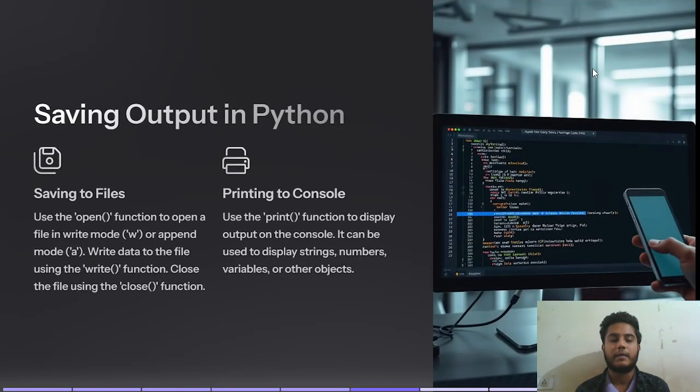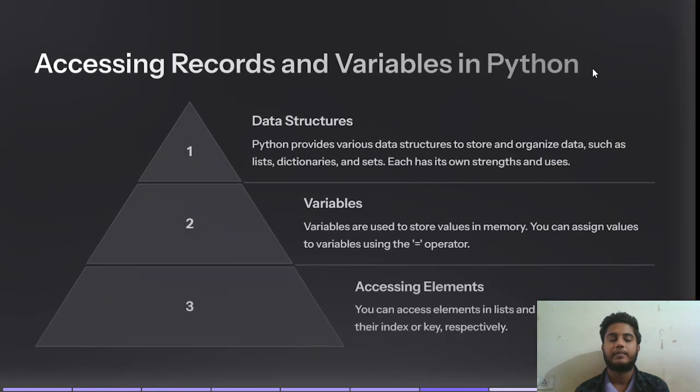Saving output in Python. Saving to files. Use the open function to open a file in write mode, w, or append mode, a. Write data to file. Write data to the file using the write function. Close the file using the close function. Printing to console. Use the print function to display output on the console. It can be used to display strings, numbers, variables, or other objects.